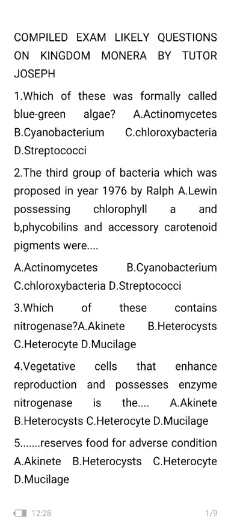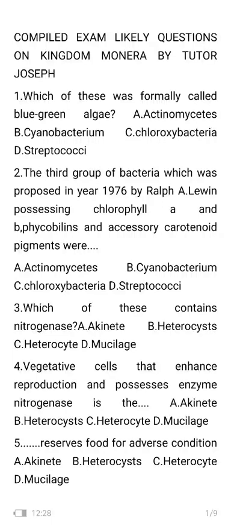Number 1 says, which of these was formerly called blue-green algae? Actinomycetes, cyanobacterium, chlorobacteria and the streptococci. The actinomycetes weren't called that, the streptococci weren't, as well as the chlorobacteria. So the answer is cyanobacterium.